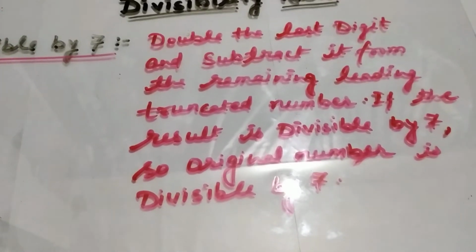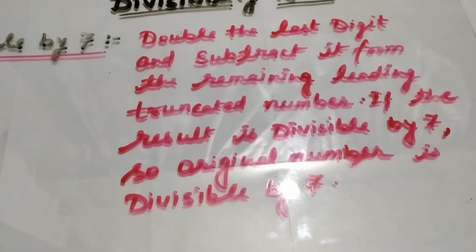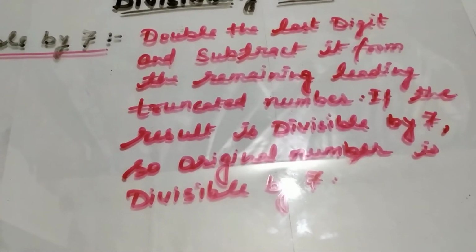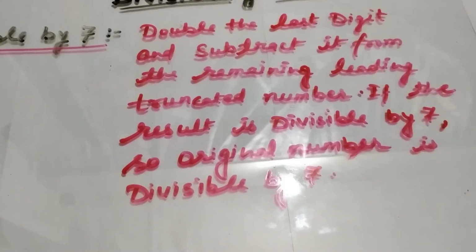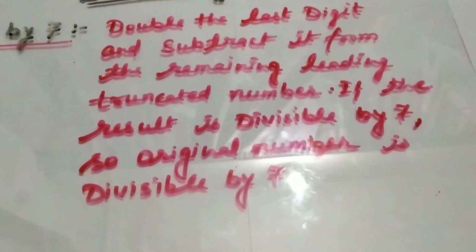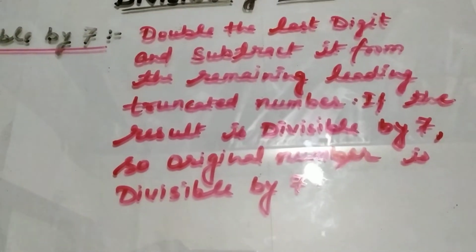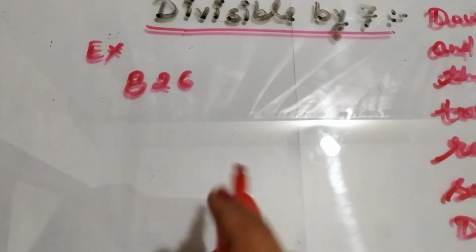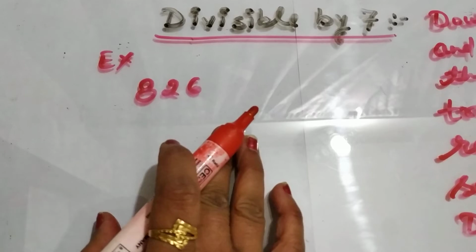Divisible by 7. Double the last digit and subtract it from the remaining leading truncated number. If the result is divisible by 7, then the original number is divisible by 7. Now let us see an example. We have to find whether 826 is divisible by 7 or not.